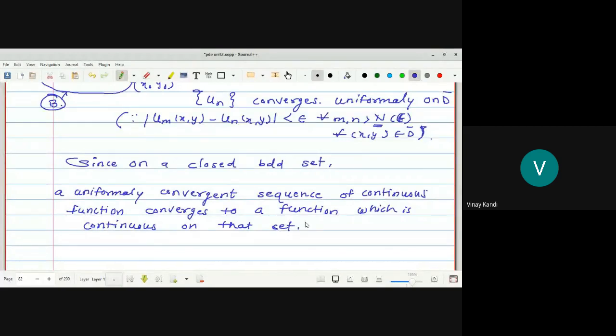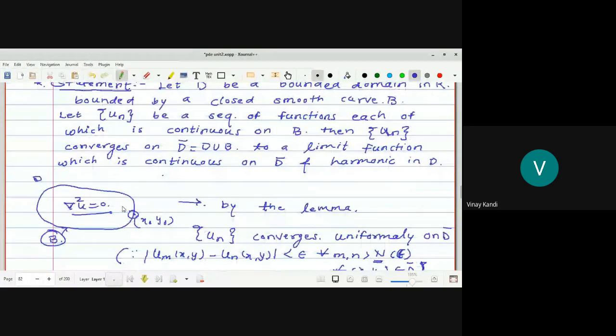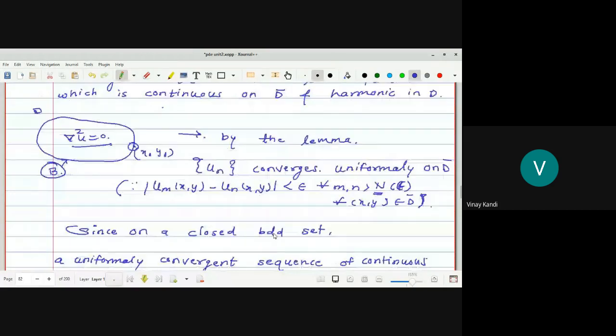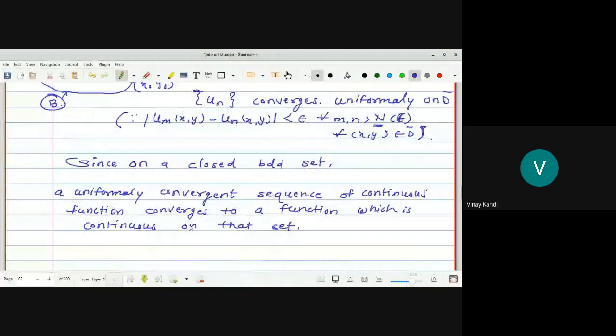Okay, what is the statement? What is the meaning of this sentence? A uniformly convergent sequence of continuous functions converges to a function which is continuous on that set. Okay, here that set D bar is equal to D union B, the closed and bounded set, which you have with the closed or smooth curve bounded by B. Okay, if a sequence on a closed bounded set is uniformly convergent, then the limit function that comes is continuous. This is what was stated: a uniformly convergent sequence of continuous functions converges to a function which is continuous on that set.